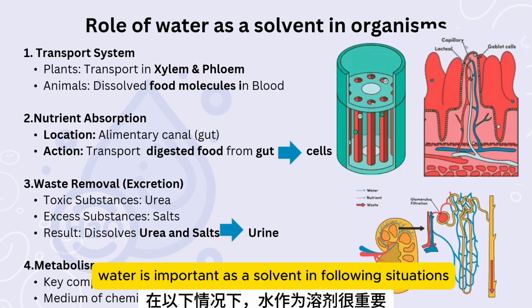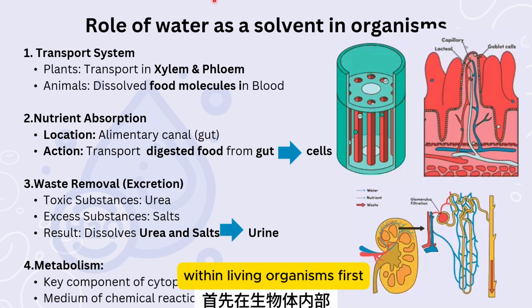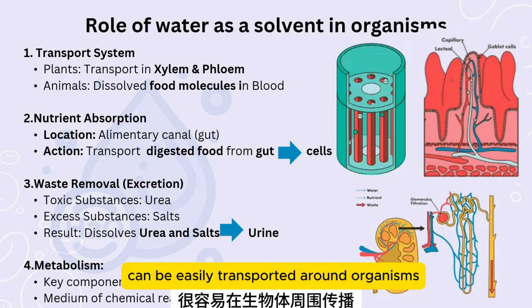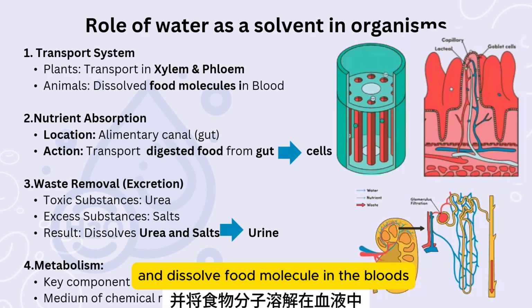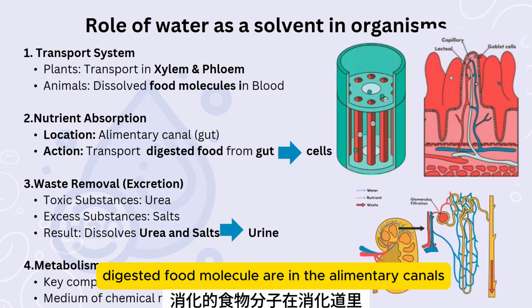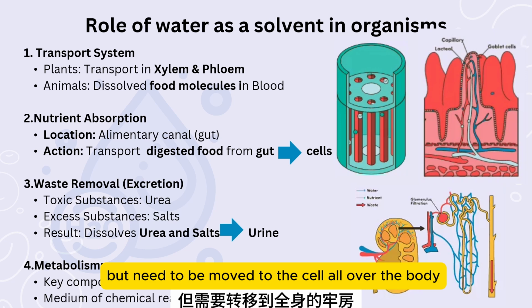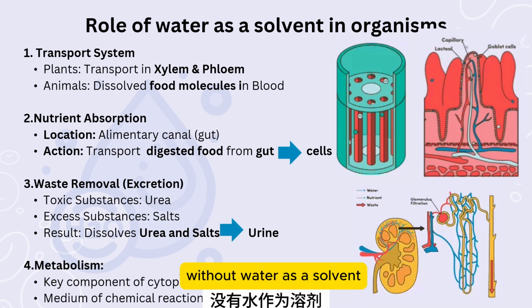Water is important as a solvent in the following situations within living organisms. First, dissolved substances can be easily transported around organisms, for example in the xylem and phloem of plants, and dissolved food molecules in the blood. Secondly, digested food molecules are in the alimentary canal but need to be moved to the cells all over the body. Without water as a solvent, this would not be able to happen.